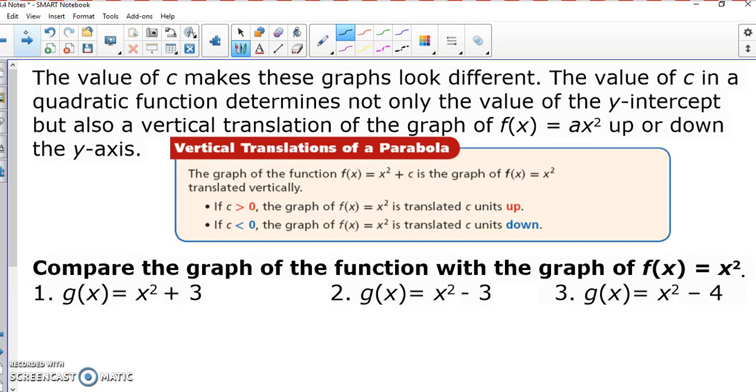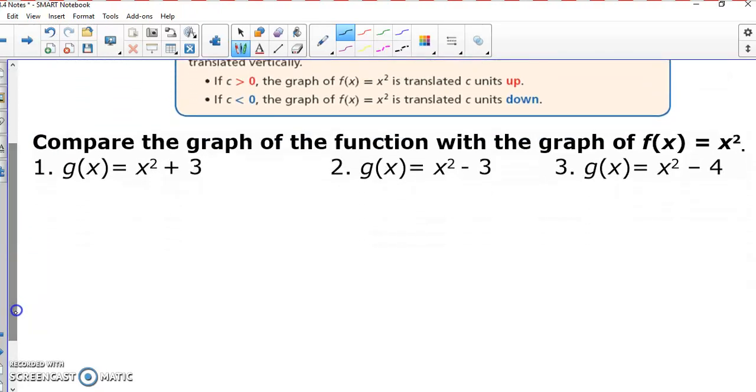Alright, so now on this next part, we're going to talk about the value of c. So remember, that's our constant. It doesn't have any x's with it at all. Okay, and so if that value of c is positive, that determines our y-intercept, and so it would be translated up that many. Whereas if it's negative, our y-intercept moves down on the y-axis.